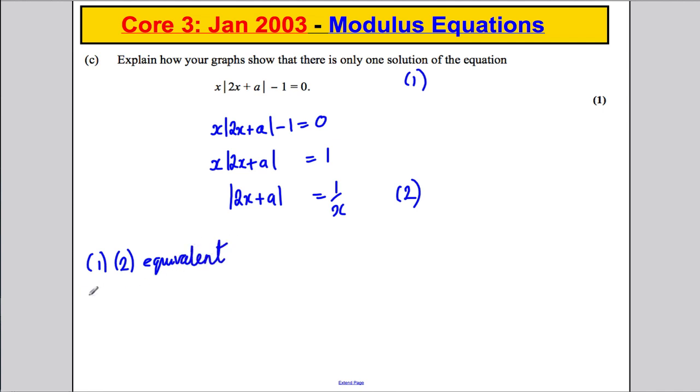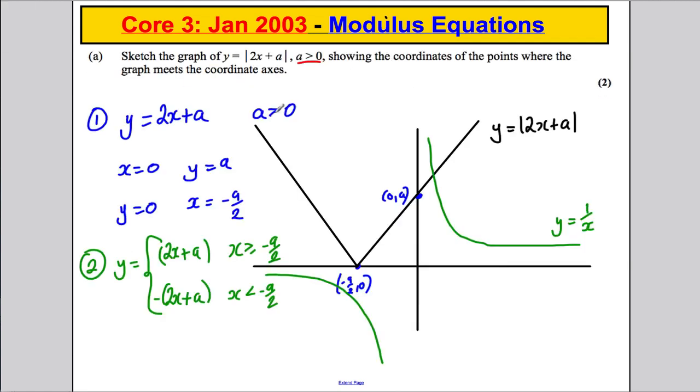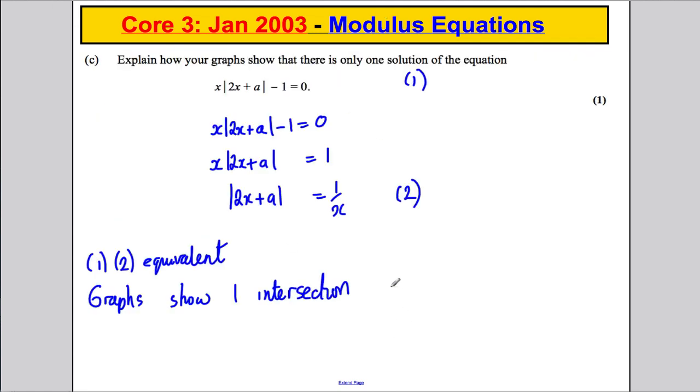And our graphs show one intersection. So looking back at our graphs, the graph of mod 2x plus a crosses the graph of y equals 1 over x at one place. Therefore, equation 1 has one solution. Simple as that.